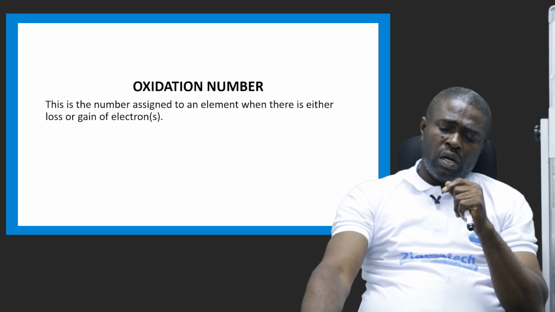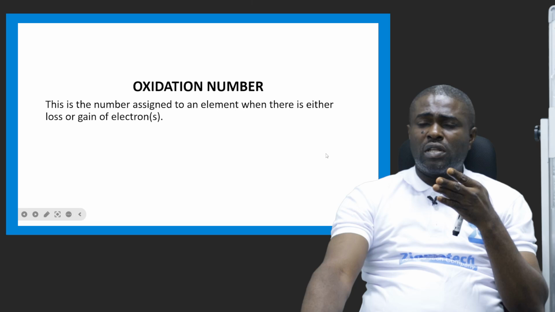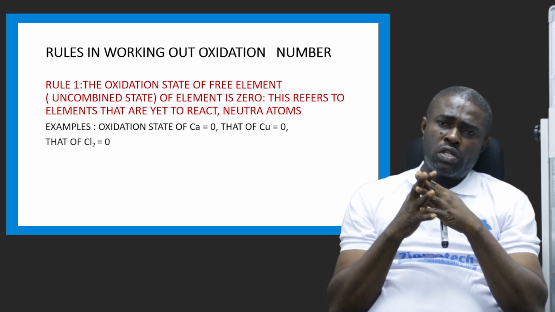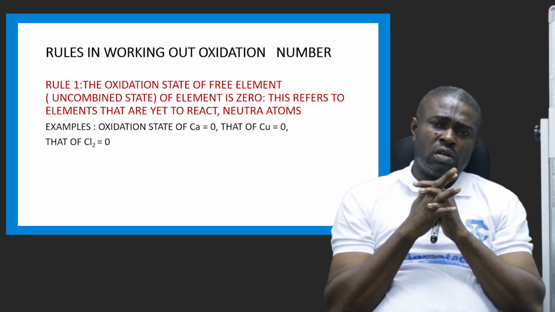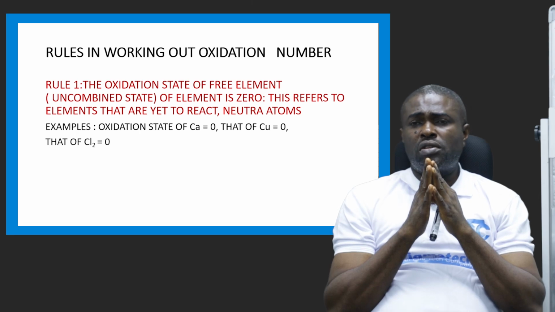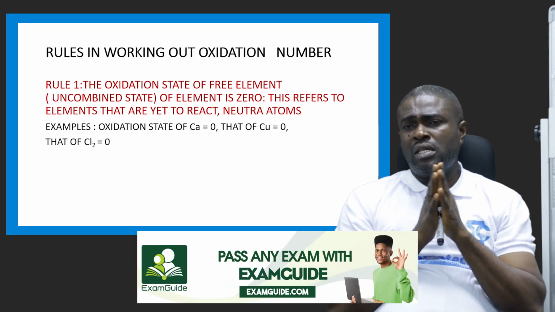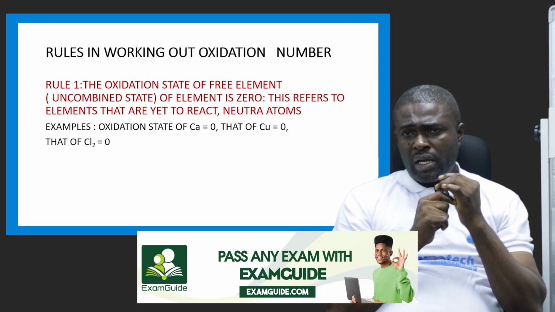I think from here we can now continue looking at what oxidation number is in their various form. For us to understand this, we need to look at the rules in working out oxidation number. There are rules. This set of rules will help us understand what oxidation number is and how we can calculate oxidation number.